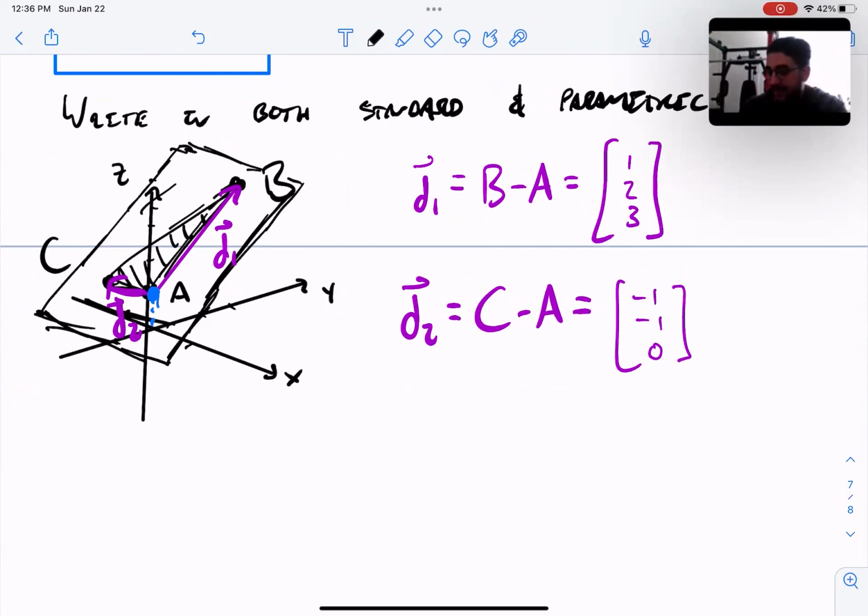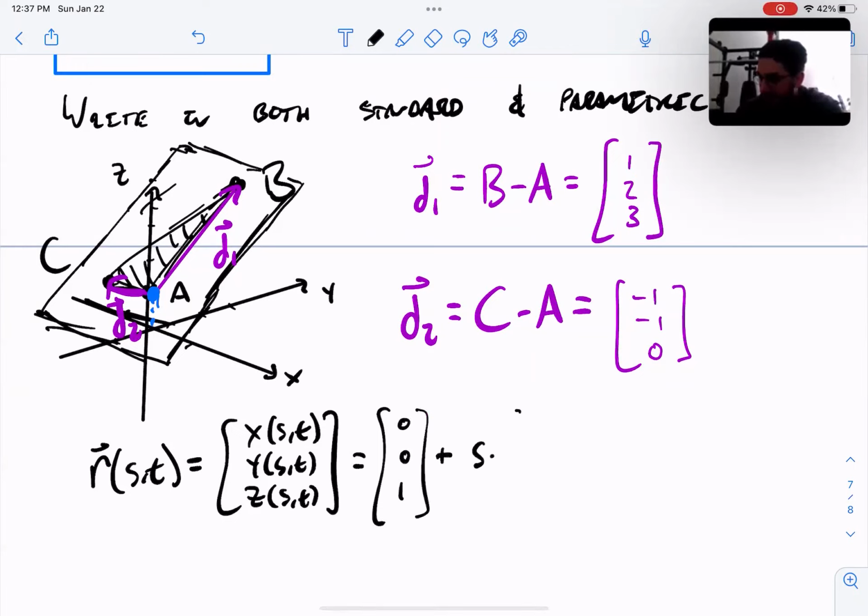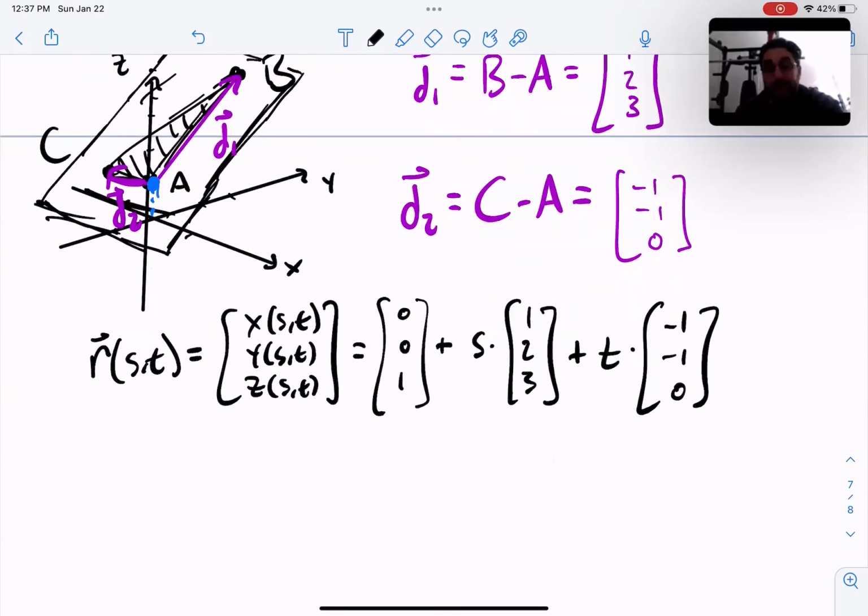I can say this plane is a parameterized surface. And it's parameterized by what? By starting at the point A, and then adding S times one direction vector plus T times the other direction vector. And you could leave it like that. This would be a perfectly good form to leave it in.